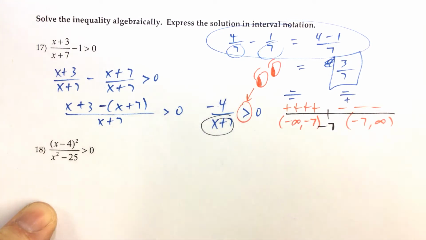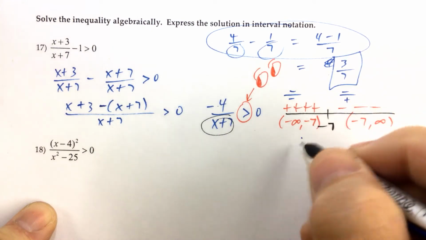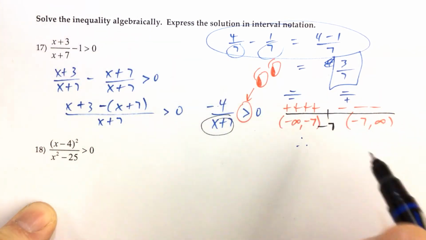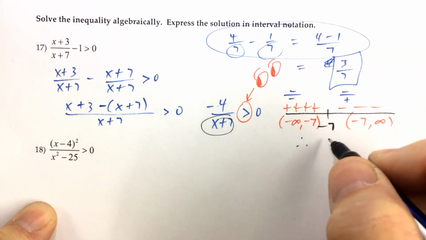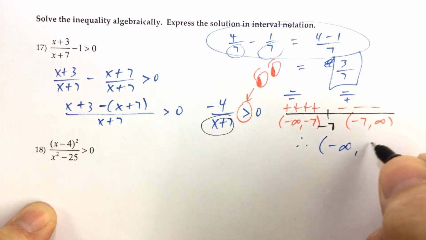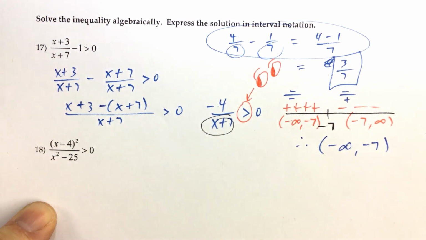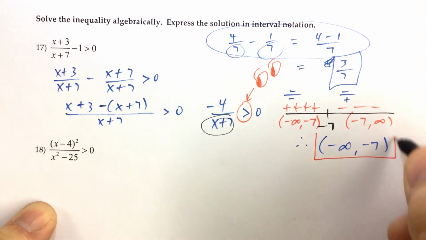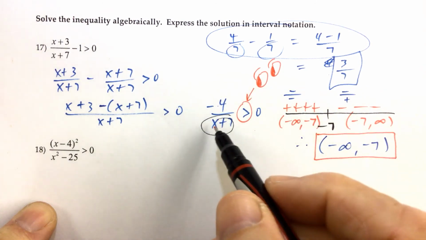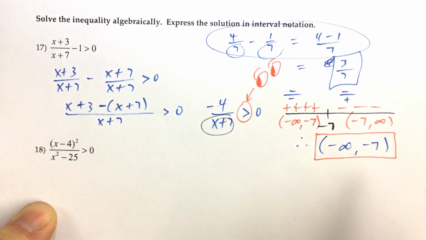So therefore, the answer to the question, solving the inequality, is all the real numbers to the left of negative 7, not including negative 7, because negative 7 is not a member of the domain, because it makes the denominator equal to 0. So that's the solution.